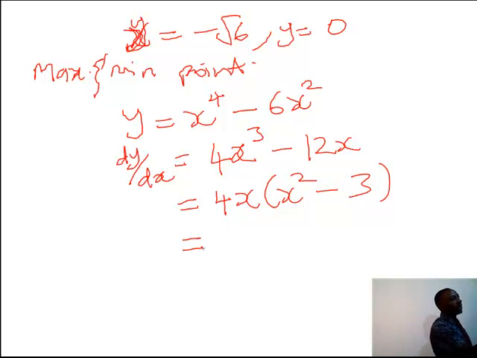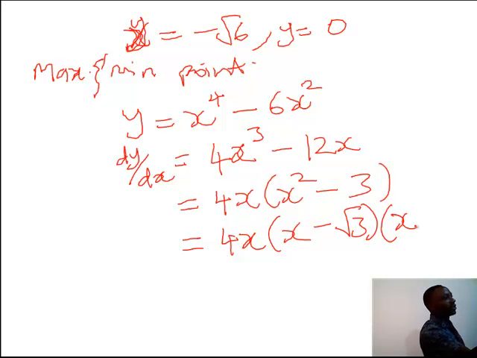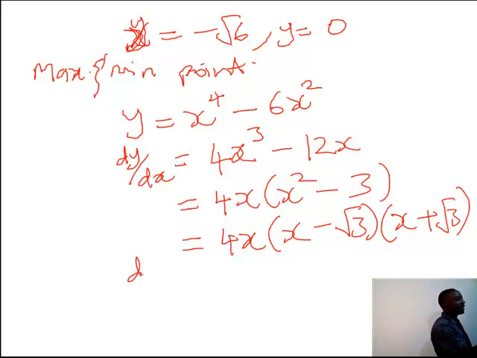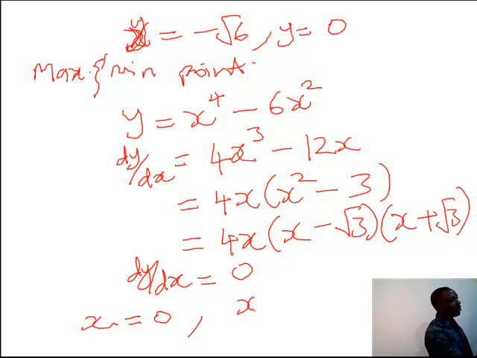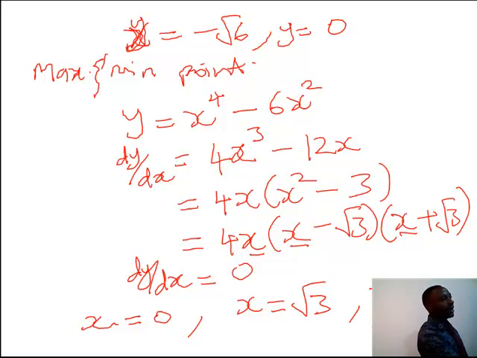If we expand further, we are going to have 4x times x minus square root of 3 and x plus square root of 3. So from here, when our dy/dx equals 0, we are going to have our x to be 0 for the first value of x. The second value of x is going to be square root of 3, and for the third value of x, our x is going to be minus square root of 3.